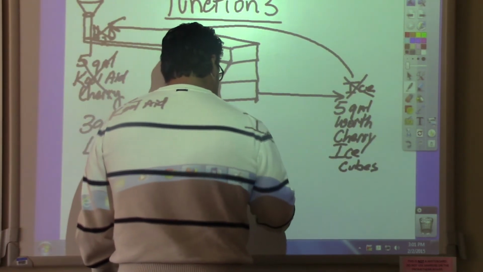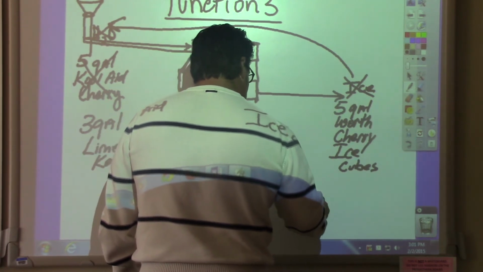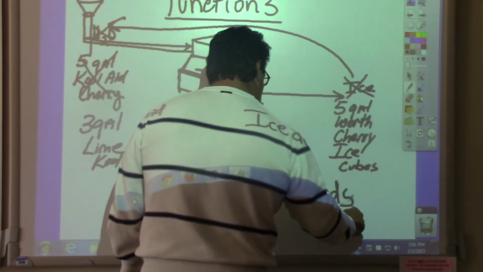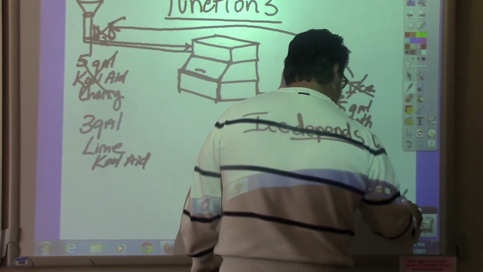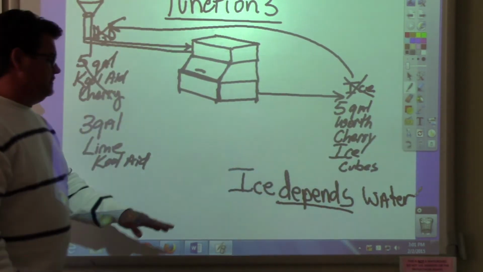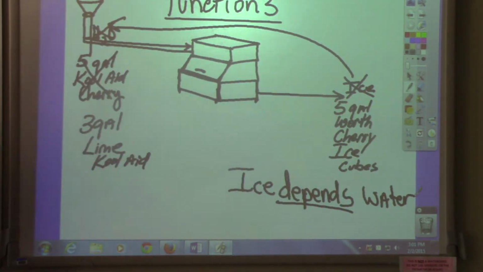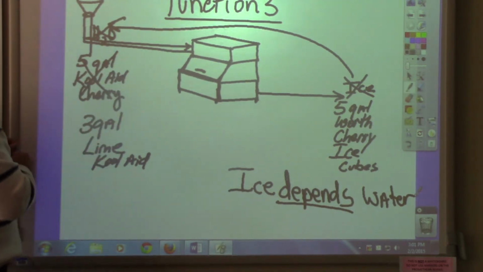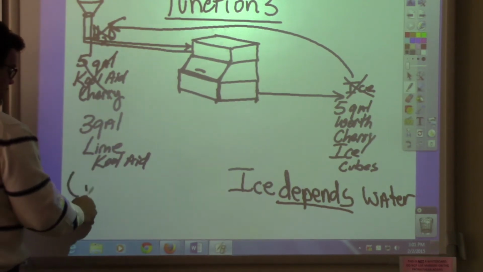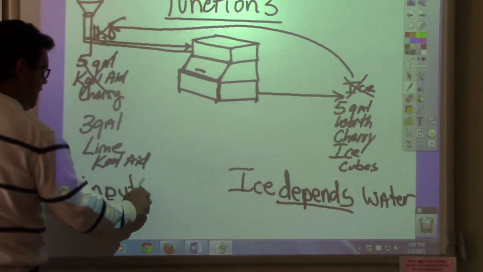Ice depends, and I want you to underline the word depends, on the Kool-Aid, or whatever, the water. Alright, now you can write that down somewhere to the side. Let's go back to what our ice is. What's a good word for the ice in this, since we've got a function? It's going into the function, right? So what could we call the ice? We could call it the input.